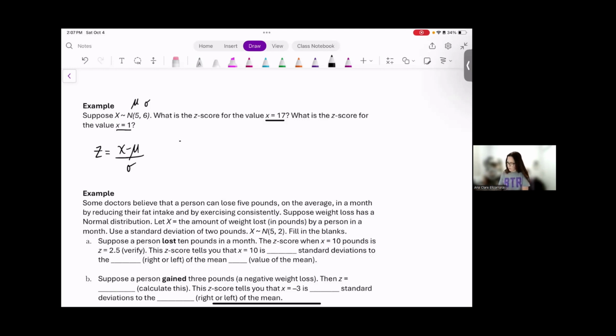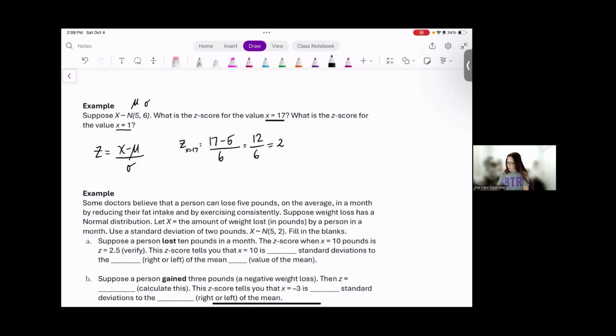So the z-score for x equals 17 is found by taking 17 minus the mean of 5 and dividing by the standard deviation of 6. It is critical that you either do this in 2 steps or you put parentheses around 17 minus 5. If you do not, your calculator is going to divide 5 by 6 and then take that away from 17, and you will not be correct with your answer. Okay? 17 minus 5 is 12, divided by 6 gives me a z-score of 2. That is 2 standard deviations above the mean.